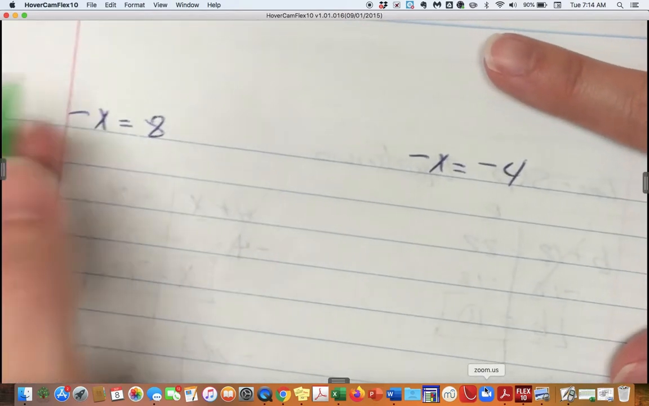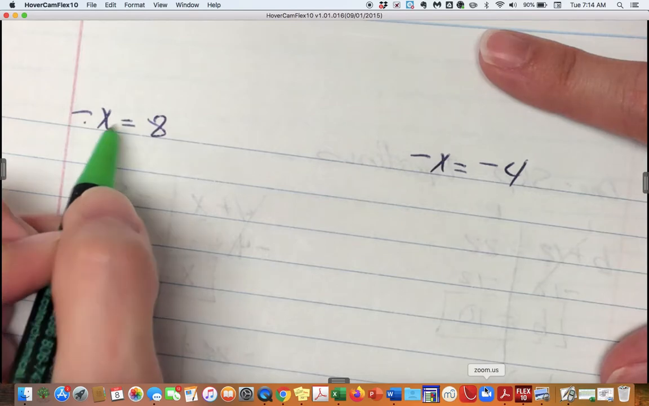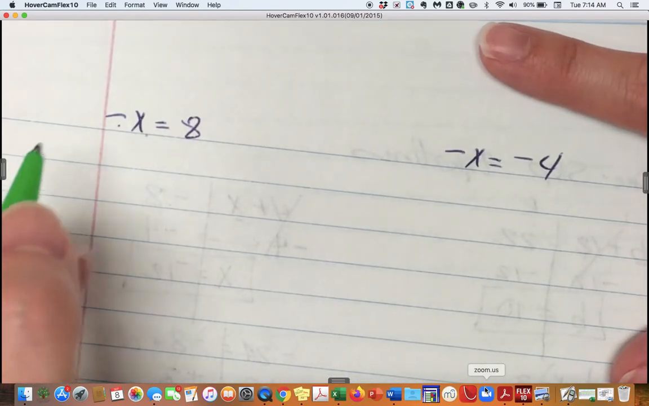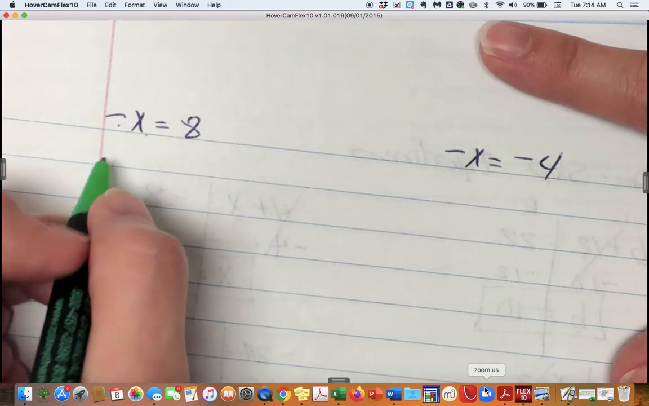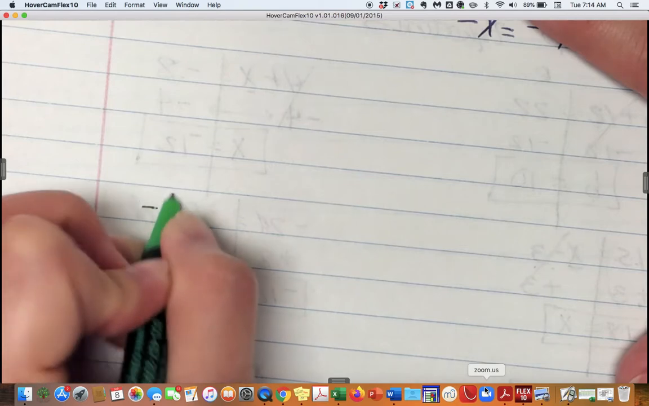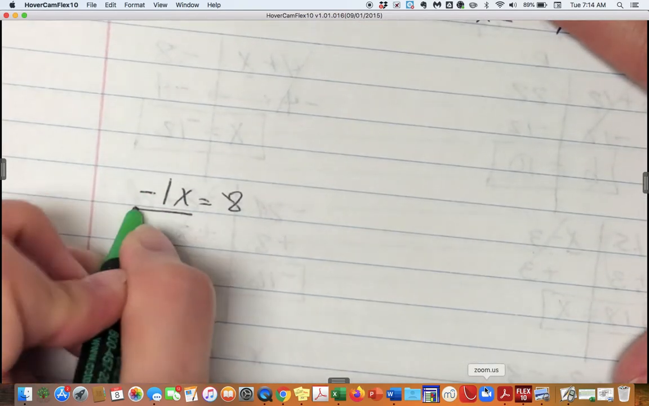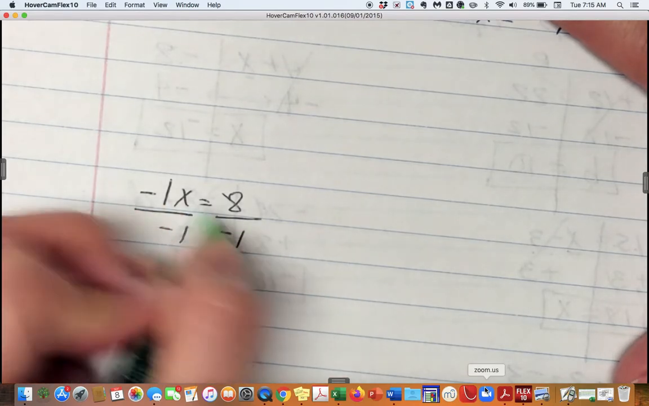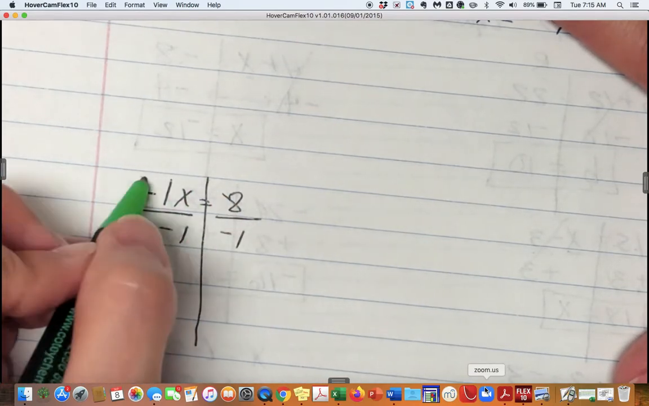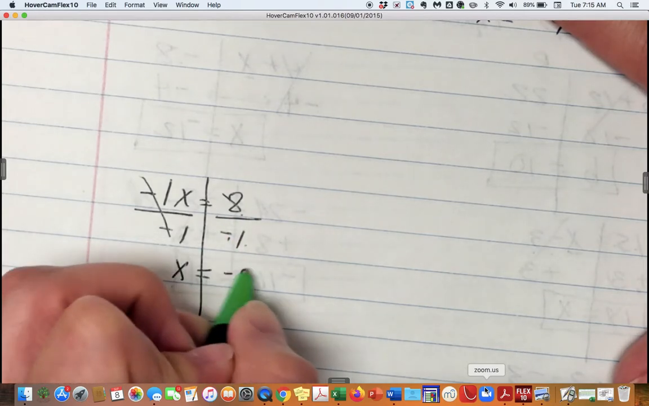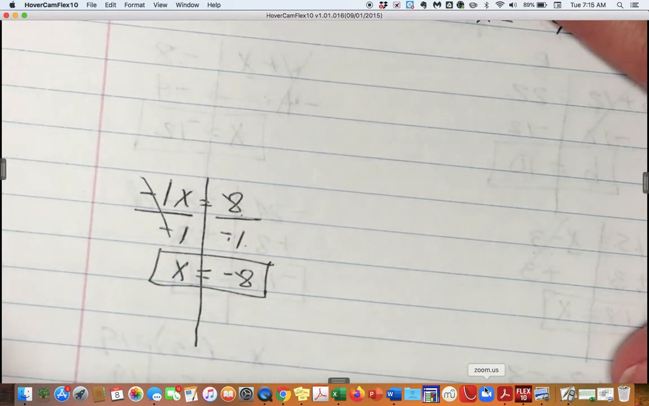Two other cases that you might run into, or actually one other case, but two versions of it, is if you have negative x equals a number, or negative variable equals a number. You can easily think of this as doing negative 1x equals 8, and then yes, you can come through here and you can divide through by negative 1. The negatives would reduce. I have x, and 8 divided by negative 1 is a negative 8. And that is very true.